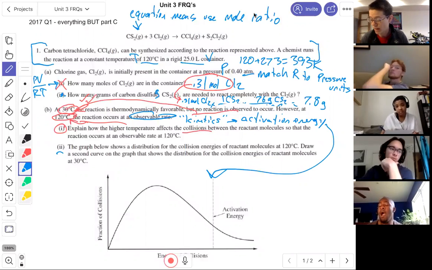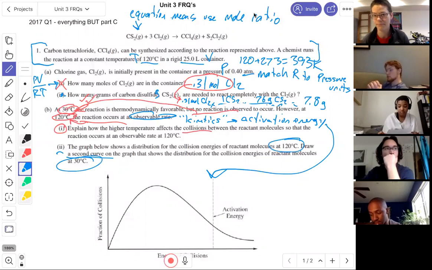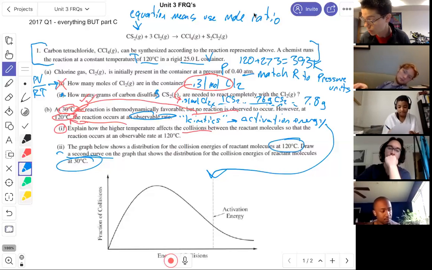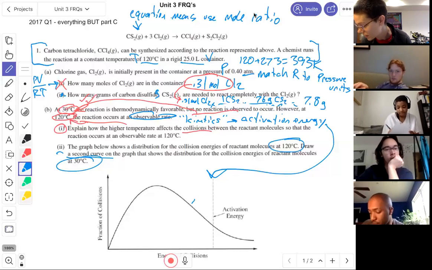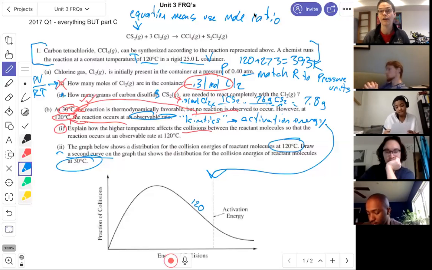So this one says the graph below shows a distribution of the collision energies of the molecules at 120. Draw a second curve that shows the distribution at 30. For something like this, there is nothing on this graph that tells you what this temperature is. You have to pull that from the text, and it is helpful, the instant you read the phrase, the graph below shows the distribution of the collision energies of reactant molecules at 120, to write 120 on the graph. And then draw it for what it would look like for 30.